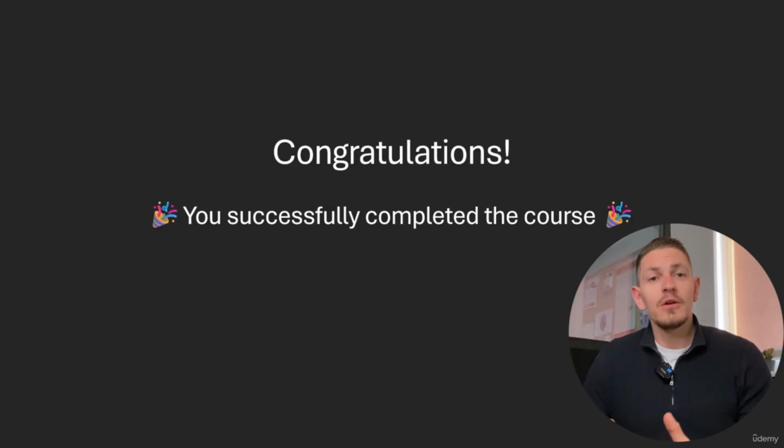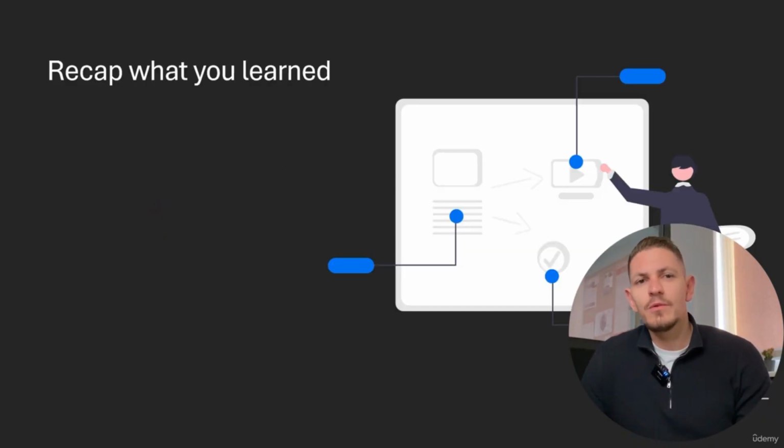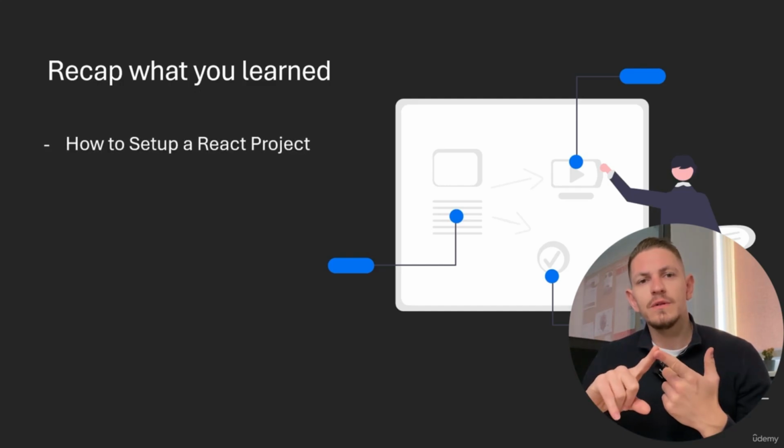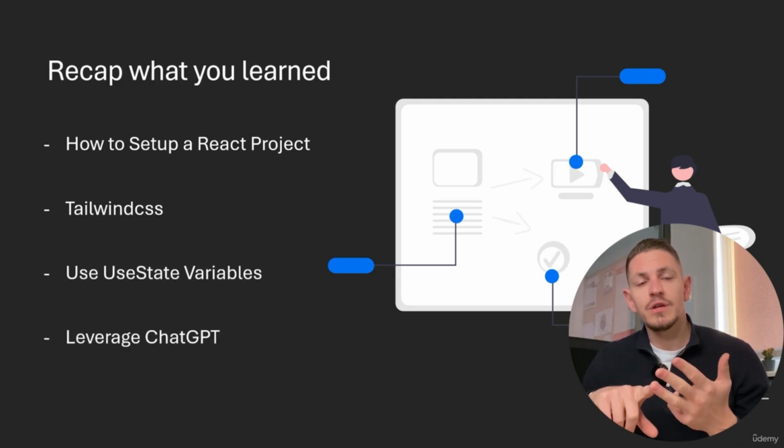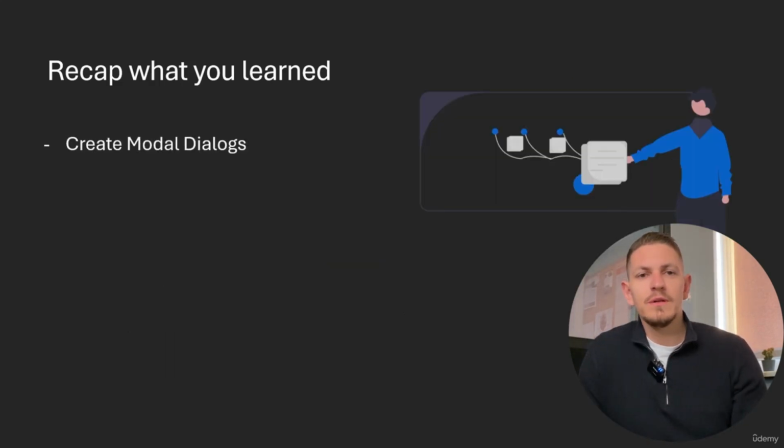Perfect. Congratulations, you successfully completed the course. Now let's recap what you just learned. You learned how to install and use Tailwind CSS. You learned how to use your state variables, and you also learned how to leverage ChatGPT for your development workflow. You then learned how to create different components and along with that how to create modal dialogues, which is always a good feature to integrate into your page. For example, maybe you want to build a login register system and along with that want to integrate a modal dialog. Now you can actually do this.